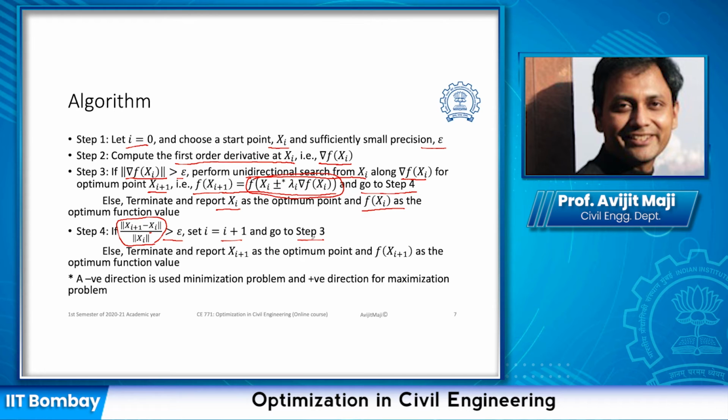In case the points are very close, that again leads us to the termination of the algorithm, and we report the finally obtained point as the optimum point and the objective function value at that point as the optimum function value. Now in this equation you see that we have used plus or minus. It means that if we want to minimize the objective function value, we should use the negative of the gradient, and if we want to maximize, then we need to use the positive gradient. So the same algorithm can be used for minimization or maximization by changing this sign to negative or positive. Let us look into this algorithm through an example.